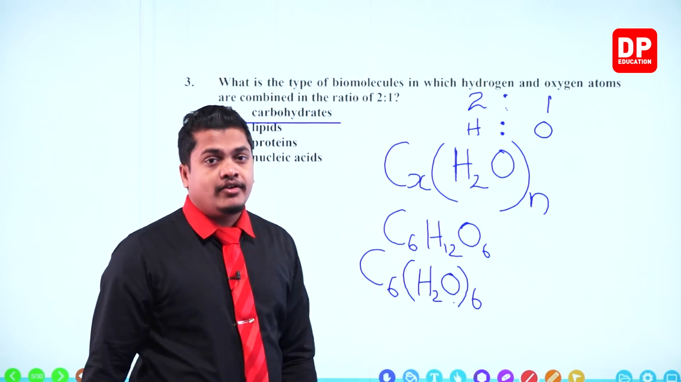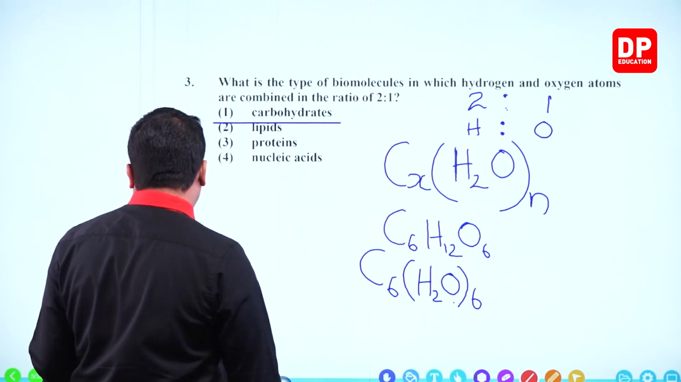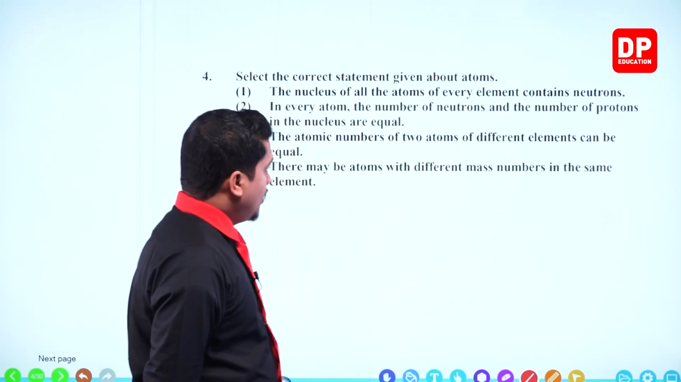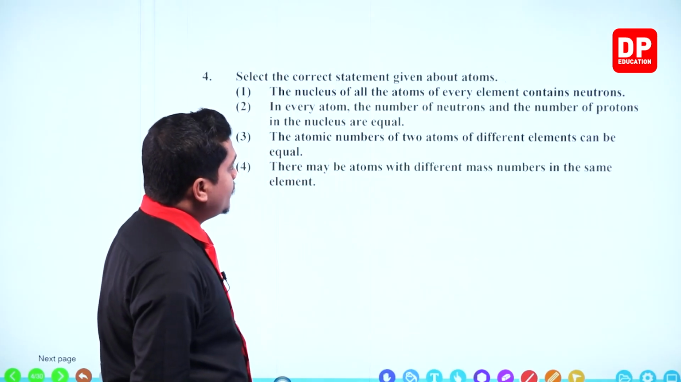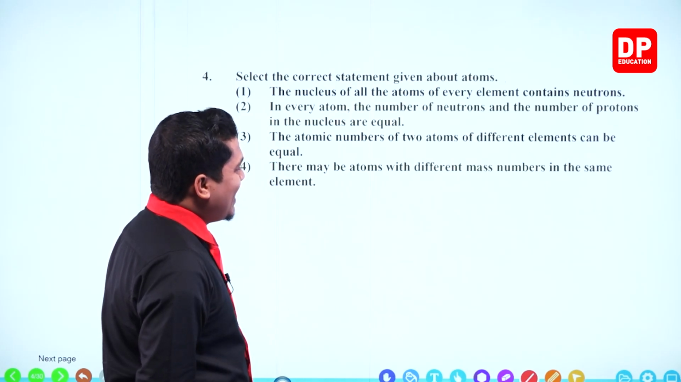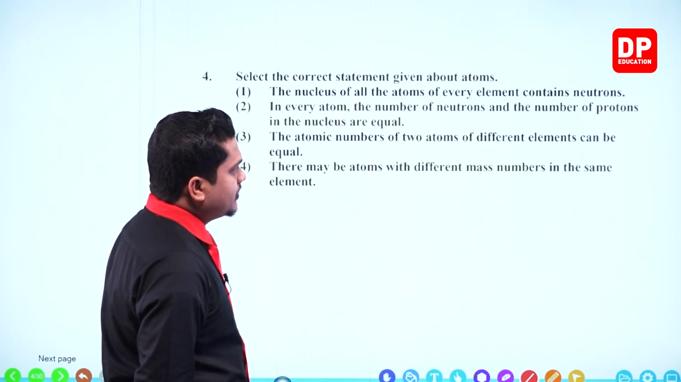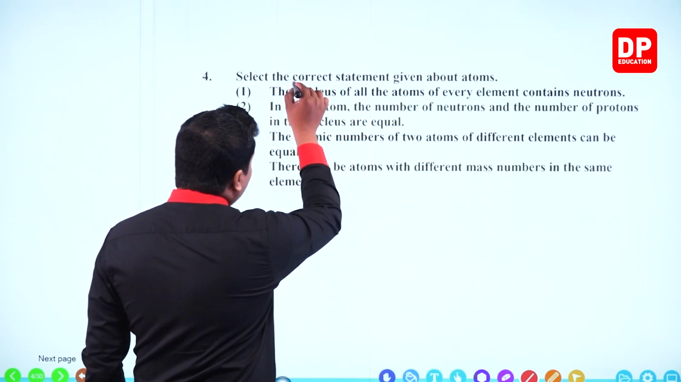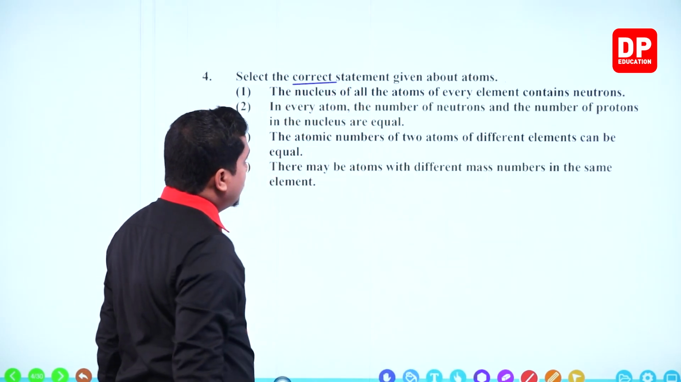Right. So let's head on to the next question. Question number 4. Select the correct statement given about atoms. The correct statement about atoms, right? The nucleus of all the atoms of every element contains neutrons. So you have to select the correct one, okay?